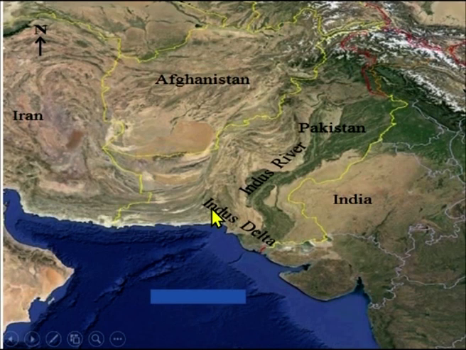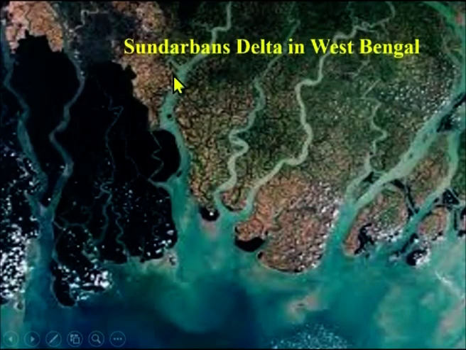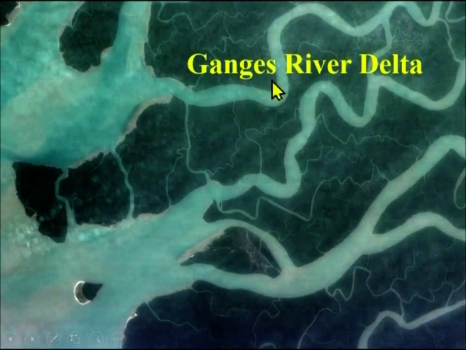Children, here you can see the Indus Delta. Can you locate it? This is the Indus Delta. The Indus river, before it joins the sea, forms the Indus Delta here. Here is the Sundarban Delta in West Bengal. Here is the Ganges River Delta. These are all the deltaic lands.